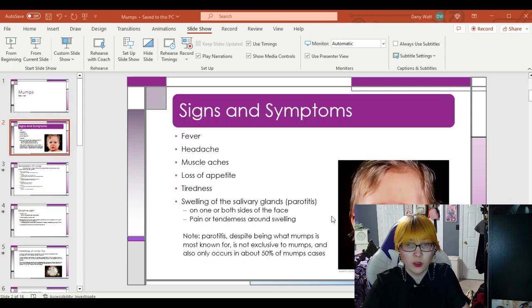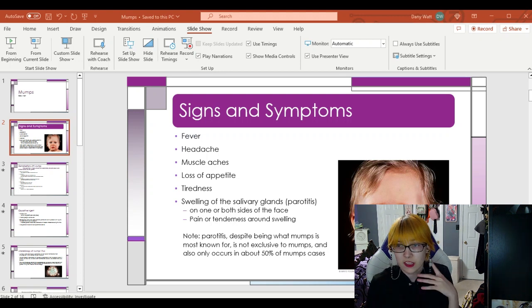So just rolling right into the signs and symptoms of it. The most common ones include fever, headache, muscle aches and pain, loss of appetite, and tiredness. It's most well known for the swelling of the salivary glands on the side of the face, which is known as parotitis. I think that's how you pronounce it. It can happen on one or both sides of the face and usually is also associated with pain or tenderness around the location of the swelling.